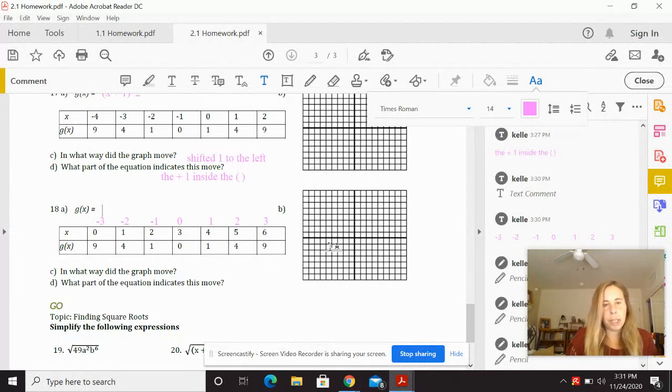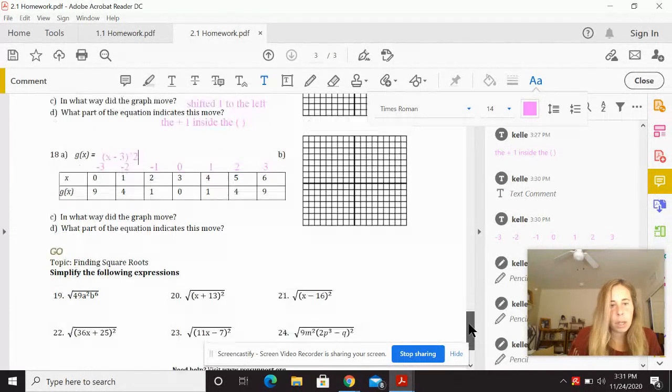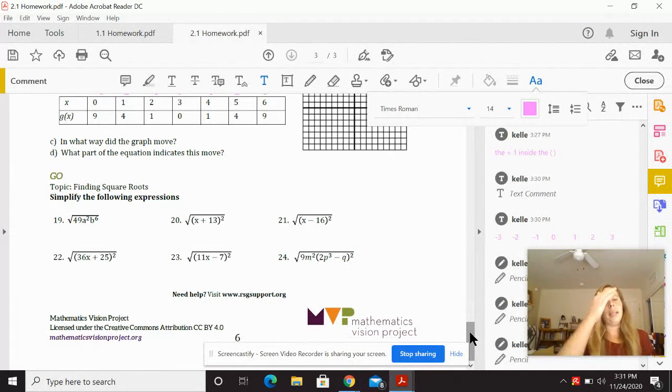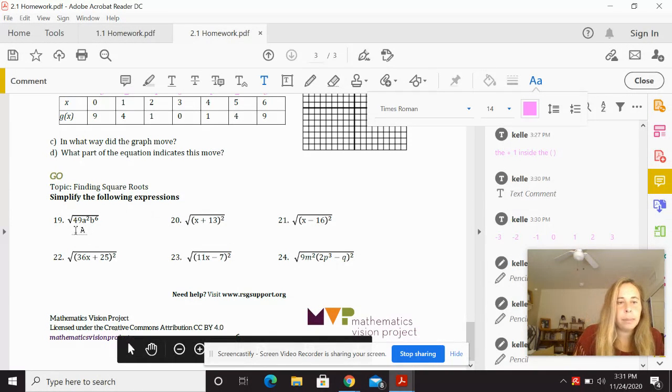We're shifting to the right. So this would be x minus 3 quantity squared. All right, that means we are shifting 3 to the right. Okay. All right. Burn did this one. I would do it differently than Burn.